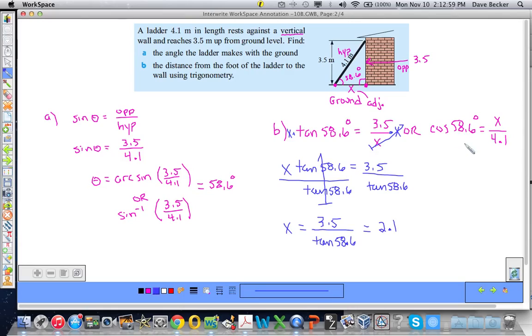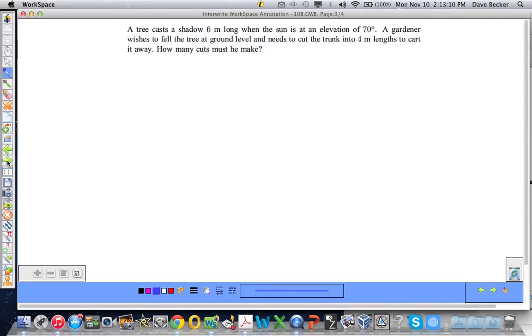And you would get the exact same thing if you solved using the cosine relationship. Doesn't matter which one you use. I just wanted to show you the one that's a little bit harder, because sometimes you don't have a choice.